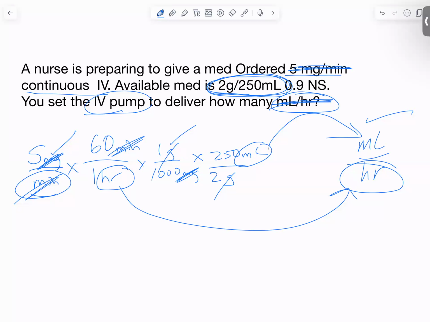So now it's just math. 5 times 1 times 250 times 60 is 75,000. And 1,000 times 2 is 2,000. And when I divide that into it, I will get 37.5. My rounding rules are what? Anything greater than 10, I round to the whole number. So I look to the right, 5 and up, I round up. So my answer is I will set my IV pump to 38 milliliters an hour.